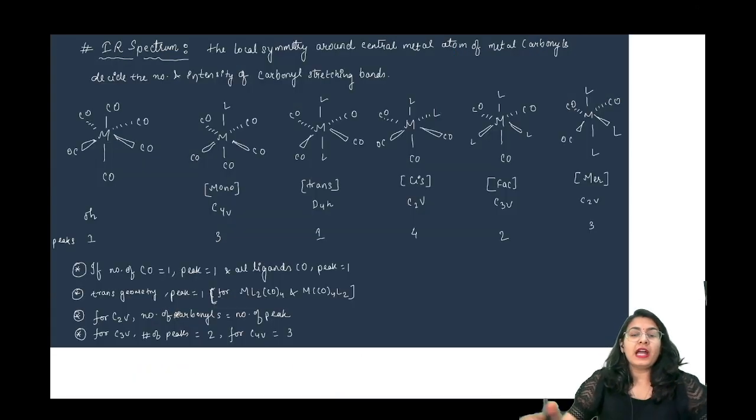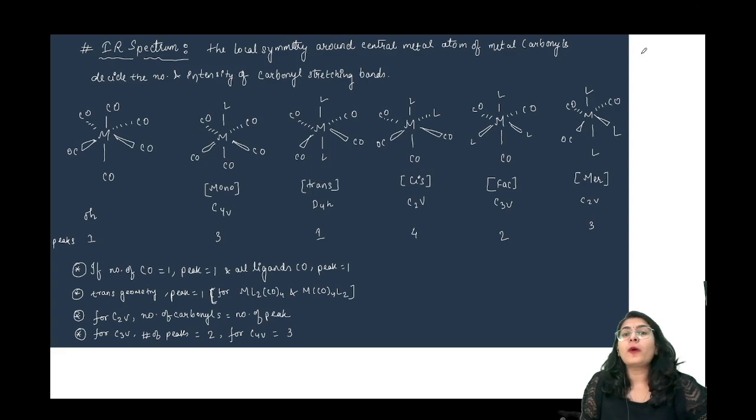Alright. Now guys, we are going to move onwards and understand a very important thing about the spectrum of different geometries of the metal carbonyls. As you have already seen, nickel tetracarbonyl is tetrahedral, iron pentacarbonyl is trigonal bipyramidal, and chromium hexacarbonyl is octahedral.